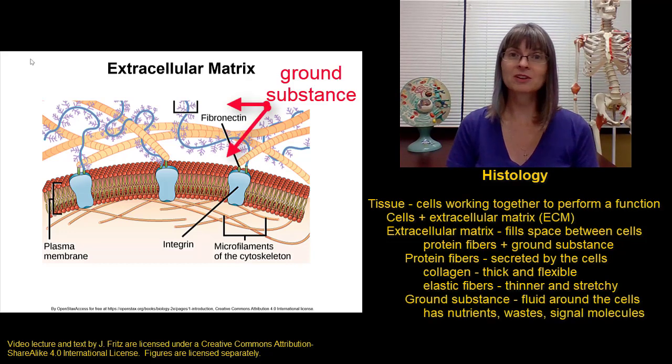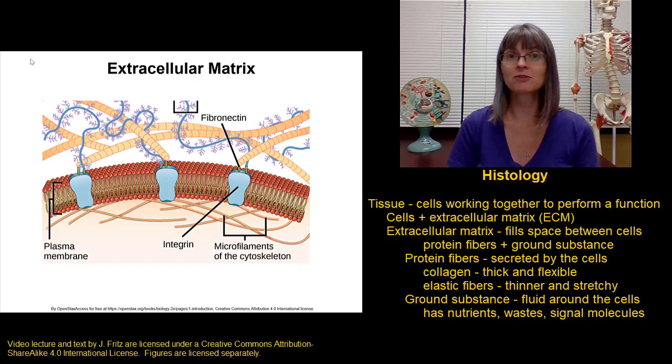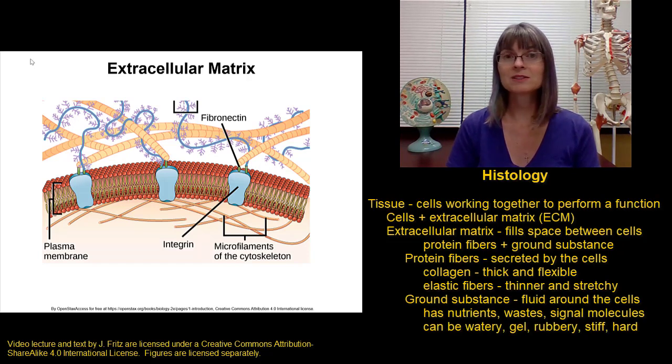The ground substance that we find around the cells and around these fibers is important because it is the medium through which a lot of important things travel from cell to cell. This ground substance contains the nutrients, wastes, and signaling molecules that are going from one cell to another. The consistency of the ground substance is important to the function of the tissue.